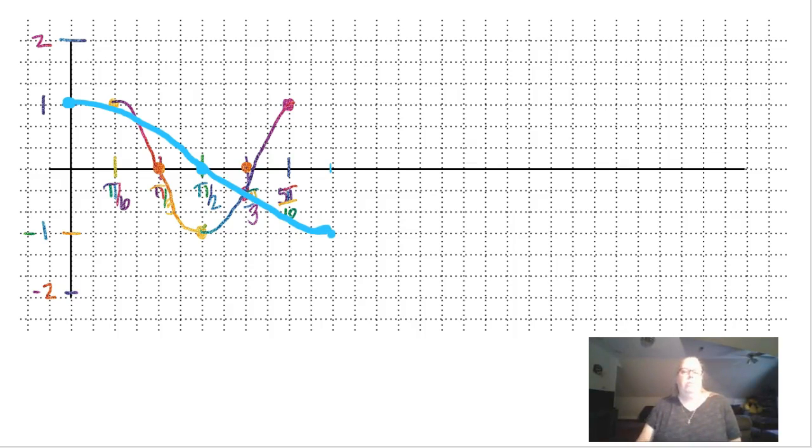And so what happened was our graph stayed the same height because we found the amplitude to be 1, but it took my cosine curve and it changed the period. So we have more hills and valleys than we would in the 2 pi period.